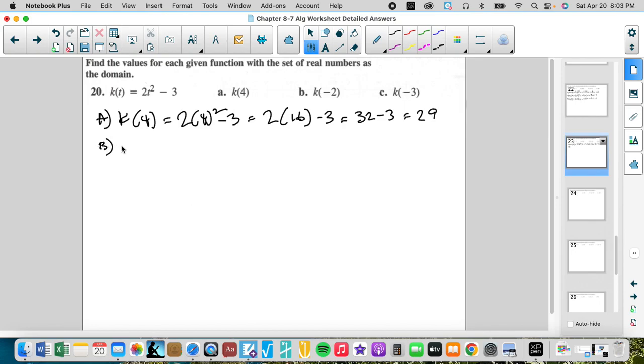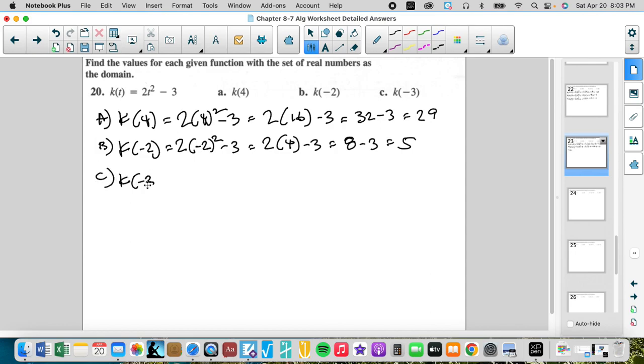B, my handwriting is getting poor. K of negative 2, switching legs. K of negative 2 equals 2 times negative 2 squared minus 3. Negative 2 squared is 4, times 2 is 8, minus 3, which is 5.